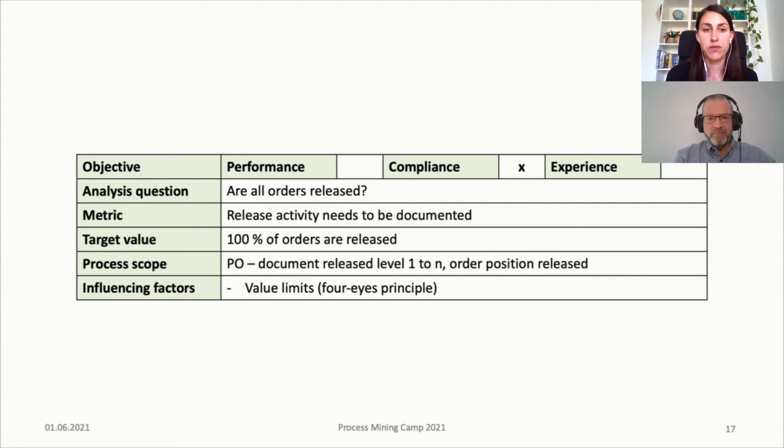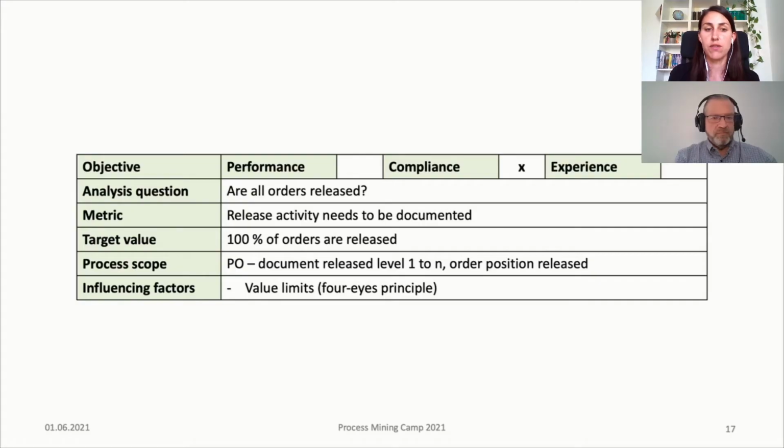And first of all, the metric that shows us how we can measure this question in reality. So here with the question if all orders are released, we thought we can measure this the best way when we look at the concrete documentation of the release steps in the IT system. So this was our metric here. Secondly, we defined the target value. So what do we want to achieve in order to say that this point is compliant from our point of view? And here we defined that all orders must be released, so 100% is the target value.